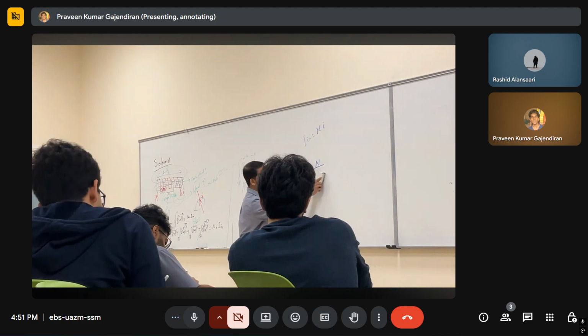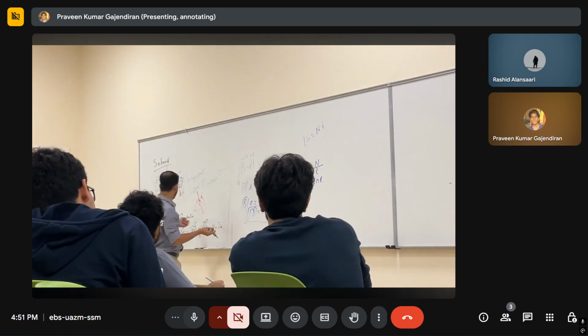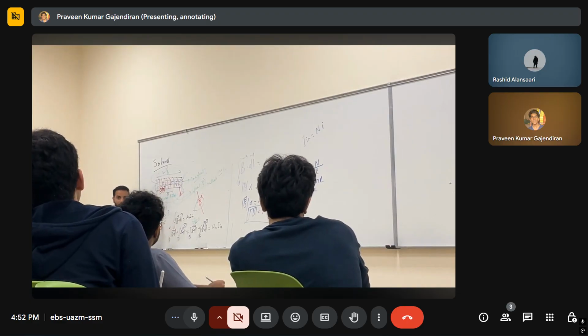So you can define this as the model. This is the Amperian loop. Whatever length you want to use for the Amperian loop, you can take the whole.